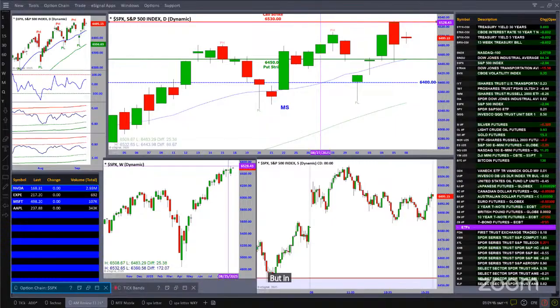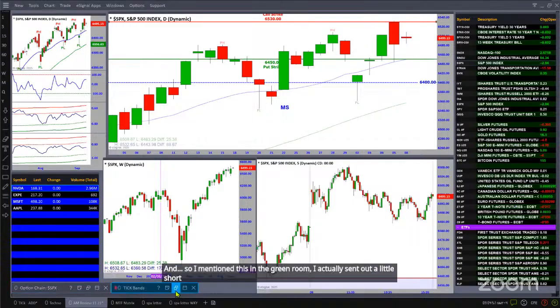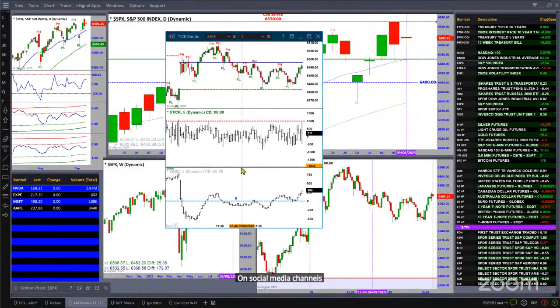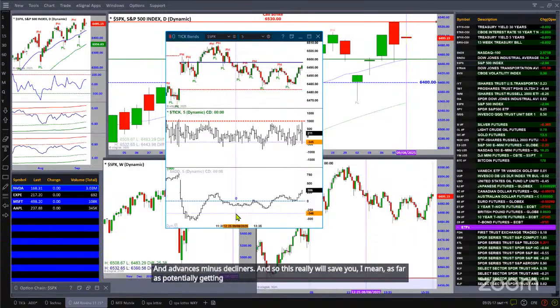But in the middle of the trading day, we use market internals intraday. I mentioned this in the green room. I actually sent out a little short 1 minute video on the social media channels, and I'll show you how I set this up. So this is a basic chart. Everybody has it: NYSE tick and advancers minus decliners. This really will save you, as far as potentially getting chopped up.